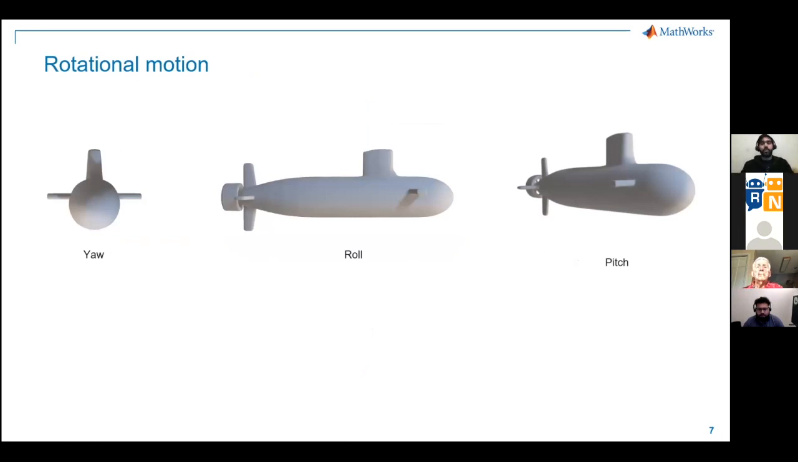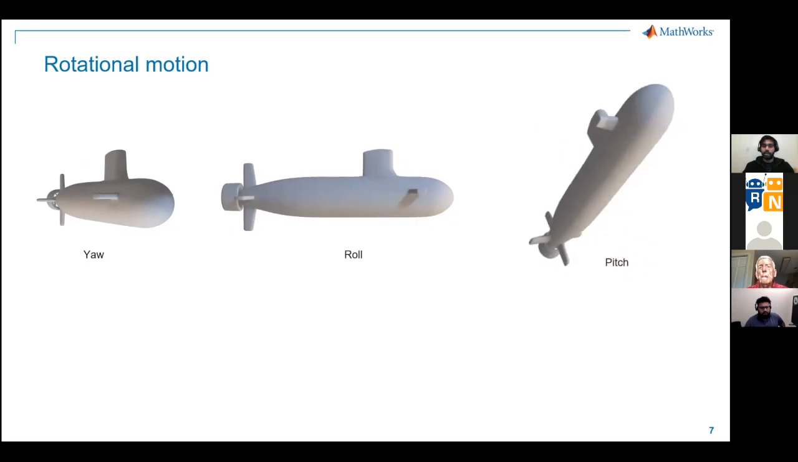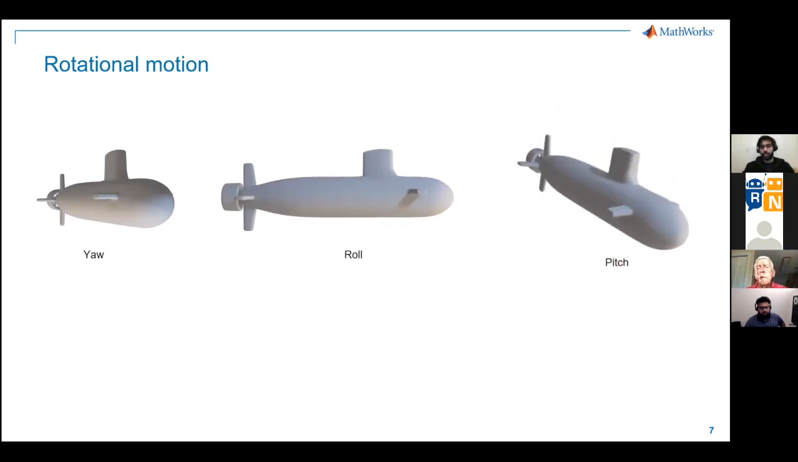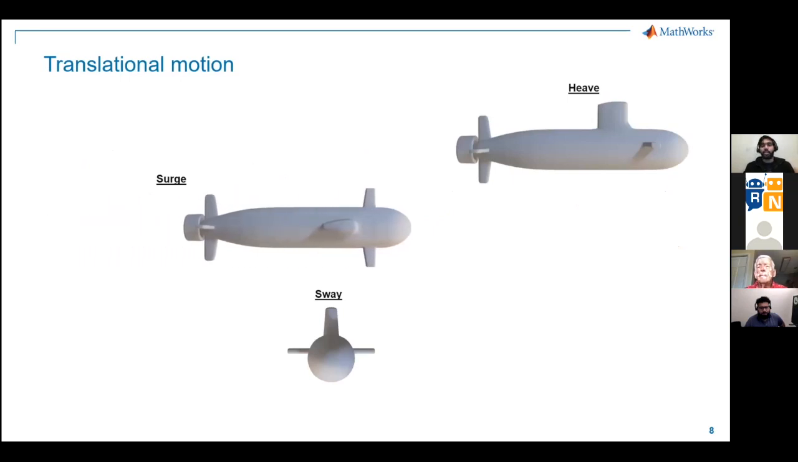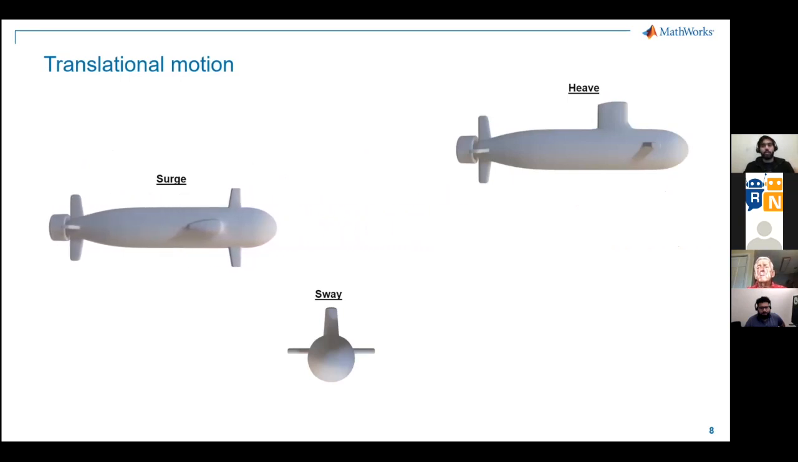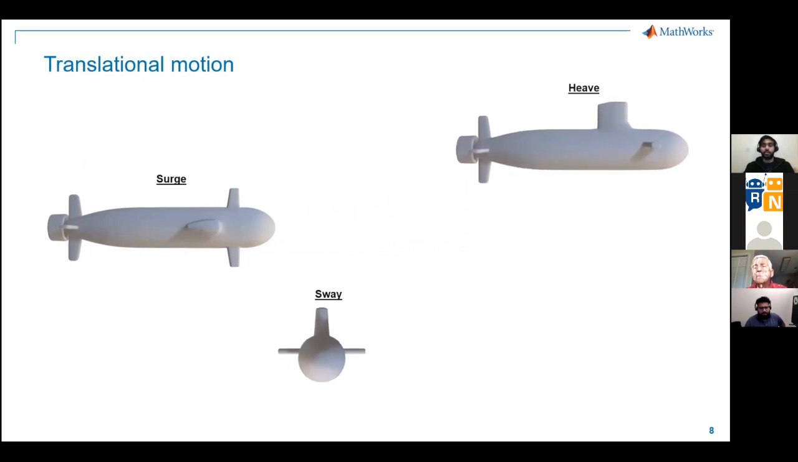Now, for an AUV, you have 6 degrees of freedom. Let's take a look at the rotational degrees of freedom. First one we have is yaw, which is along the z-axis, then roll, which is along the x-axis, and pitch, that is along the y-axis. Similarly, we have translational degrees of freedom. Along the x-axis, we have surge. Along the z-axis, we have heave, and along the y-axis, we have sway.